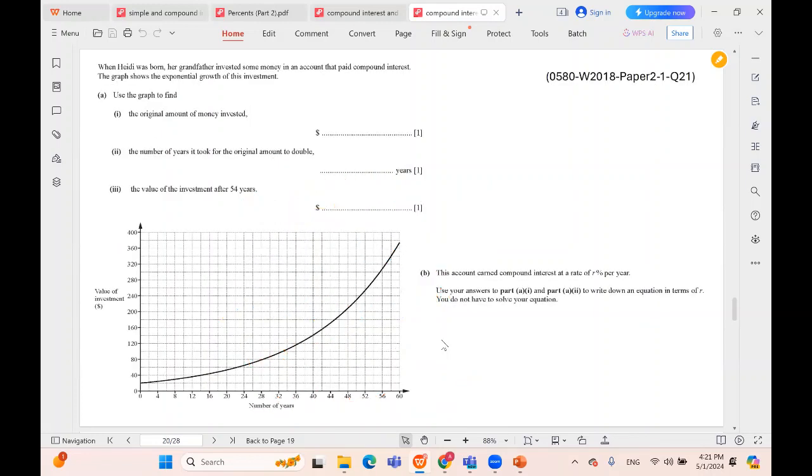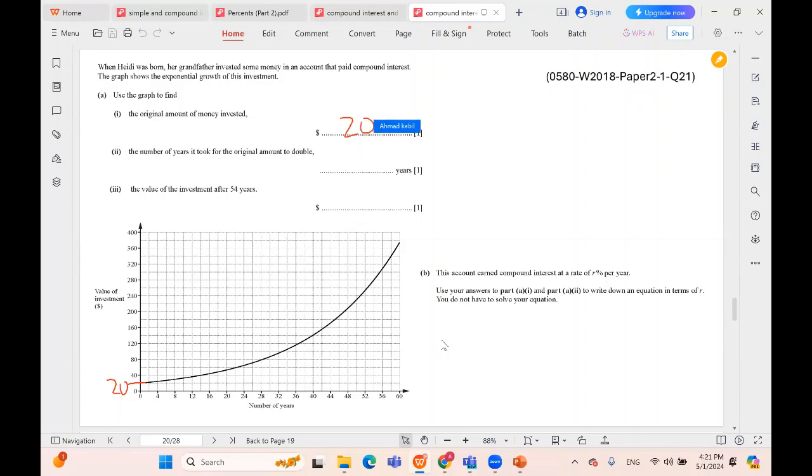So this is slightly different. We have a graph now. We were told when Heidi was born, her grandfather invested some money in an account that paid compound interest. The graph shows the exponential growth of his investment. Use the graph to find the original amount of money invested. So the original amount was when the number of years was 0, which is this value here, which is 20. So this is $20.